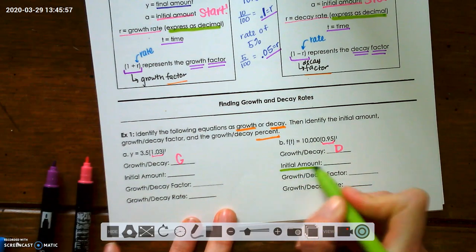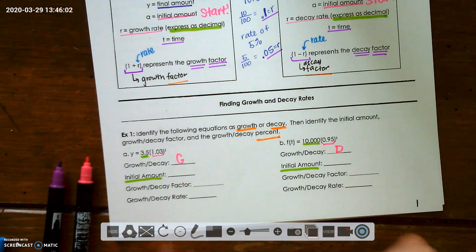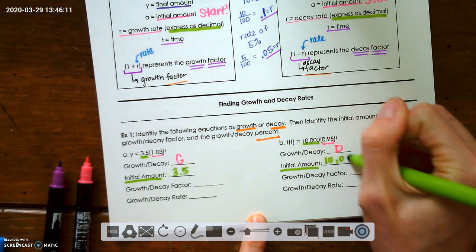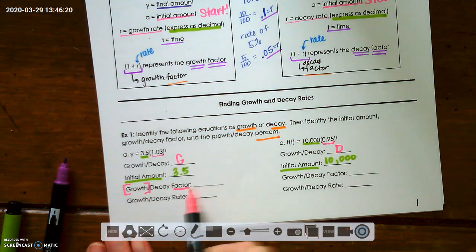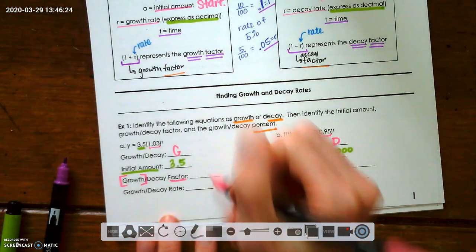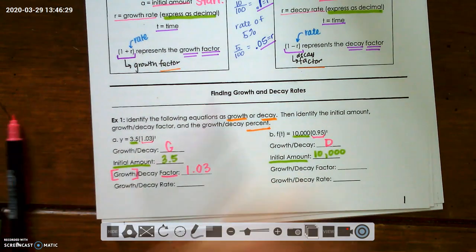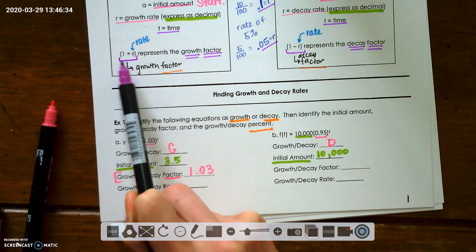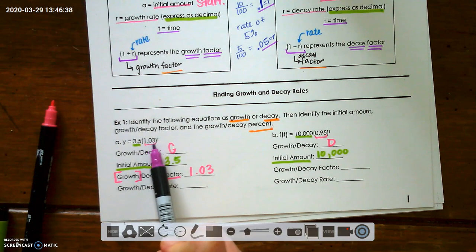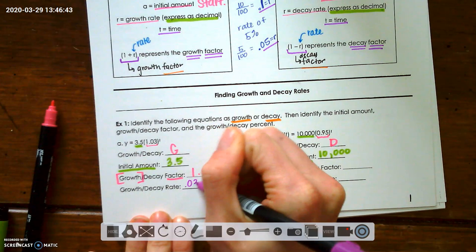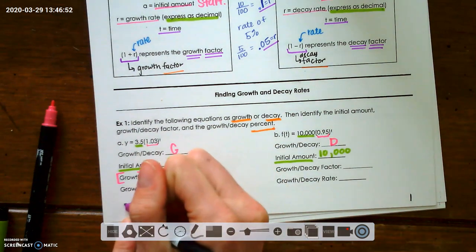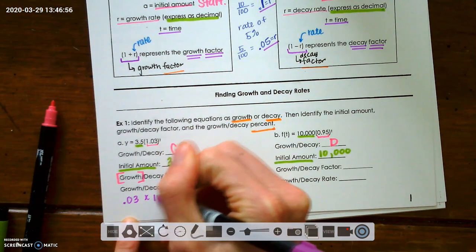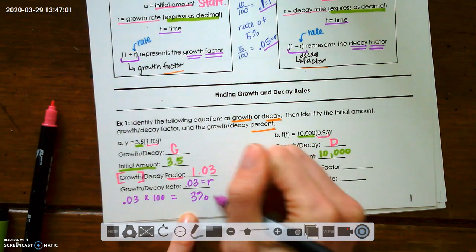The initial amount is the number out front. So for the first function, the initial amount is 3.5. And for the second function, the initial amount is 10,000. All right. Growth, in this case, we said we're looking at a growth function. The growth factor, remember, is what we see in parentheses right here, 1.03. Whereas the rate is whatever we plugged in for R. So since we know growth factor is always 1 plus R, 1 plus what would give us 1.03? Well, we must have plugged in 0.03 for R, which is 3%. Right? Now, if you want to convert a decimal, 0.03, to a percentage, you just multiply by 100. So this is our growth percent.